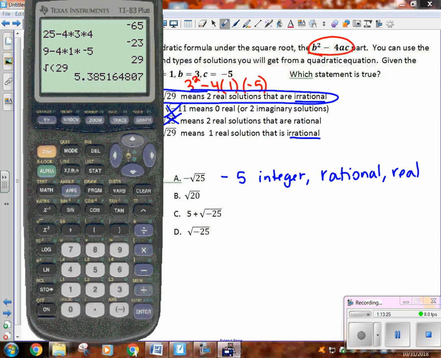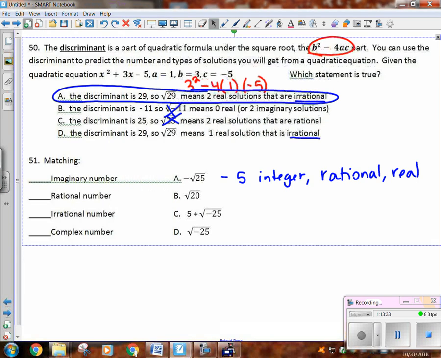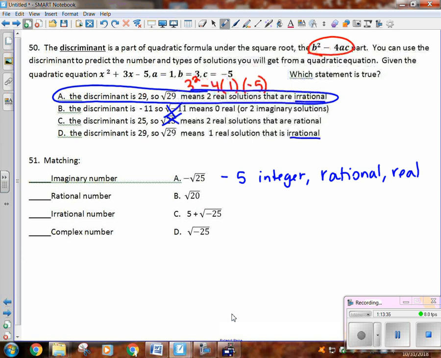Square root of 20, I think when we checked it, square root of 20 is one of those numbers that is irrational because it gives me a decimal that doesn't end or repeat. So if that's the case, we said that was rational. So A is rational. 20 is irrational because it doesn't end or repeat.